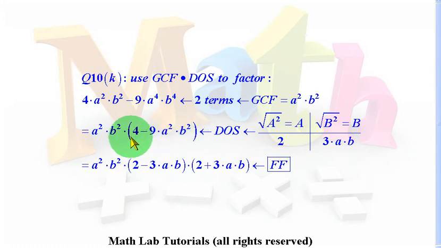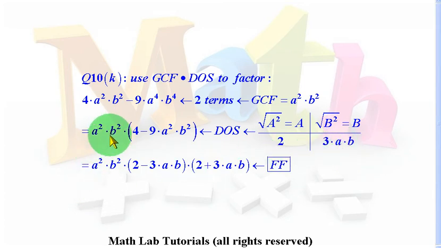And if we look at the inside of the brackets over here carefully, 4 is a perfect square, 9 is a perfect square, and a squared b squared is also a perfect square. So this is a DOS problem. This will be the A squared term, and that's the B squared term. The square root of 4 is 2. The square root of 9 is 3. The square root of a squared, you get a. The square root of b squared, you get b. Okay, so there's the a and the b.